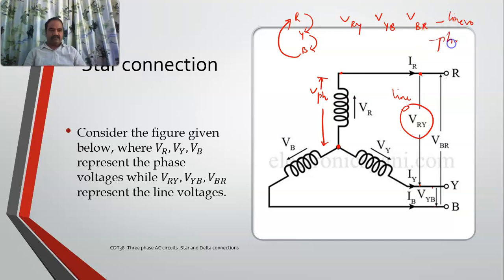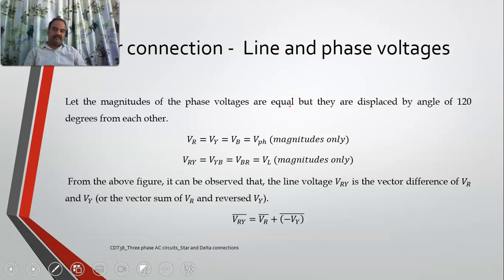Whereas the phase voltages, see here, one is R with respect to, I will take this point as N. So it is VRN, VYN, VBN. Okay, so these are the phase voltages. Now, what is the relation between line voltage and phase voltage in a star connection? That is an important question.